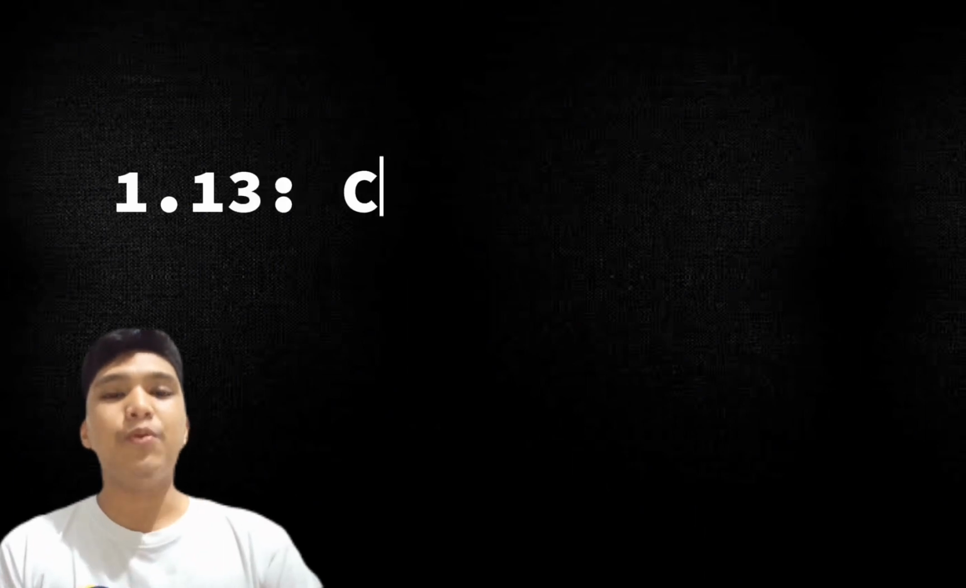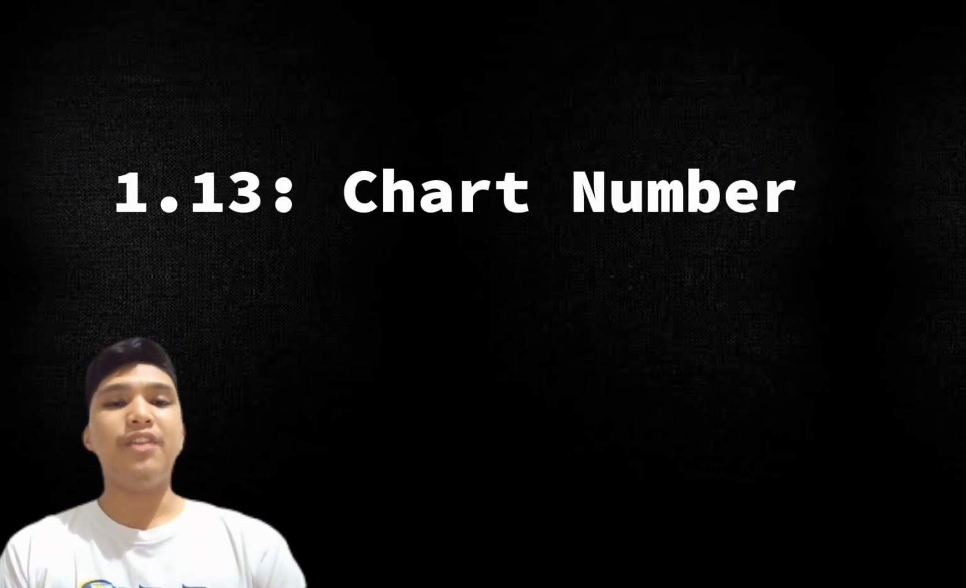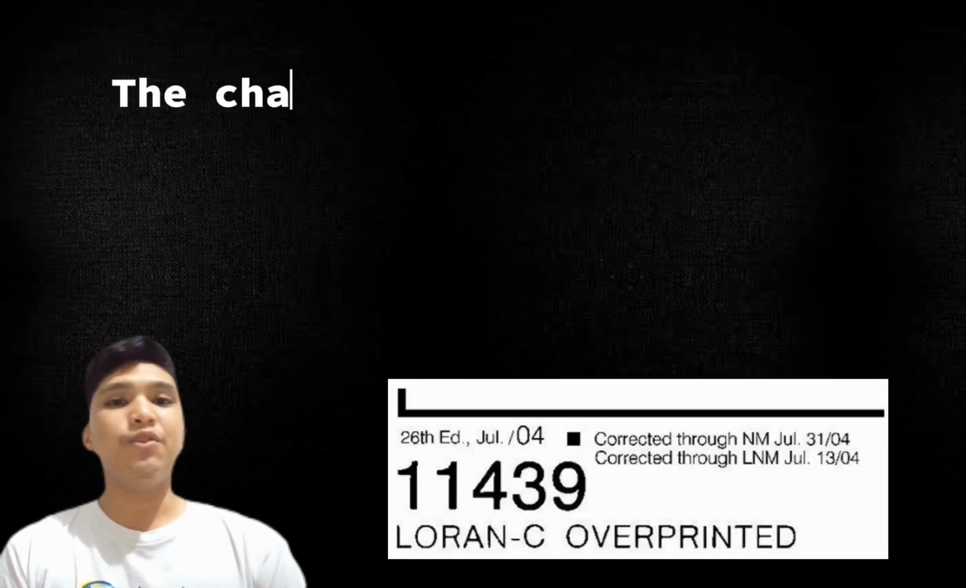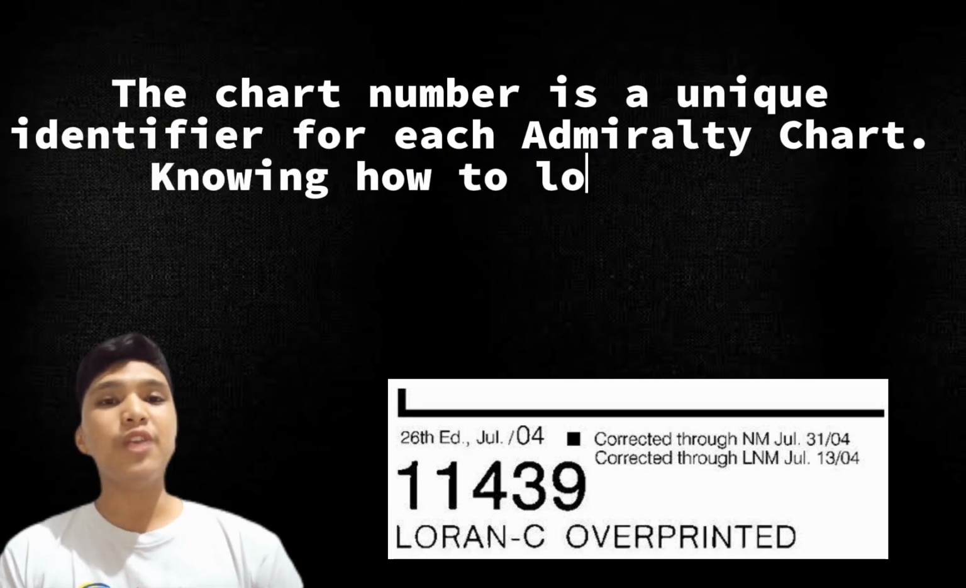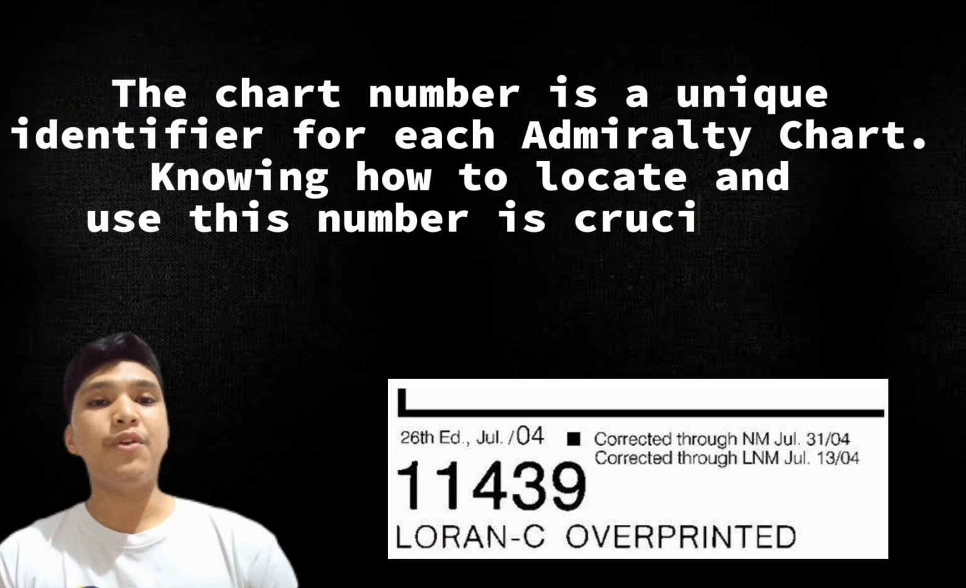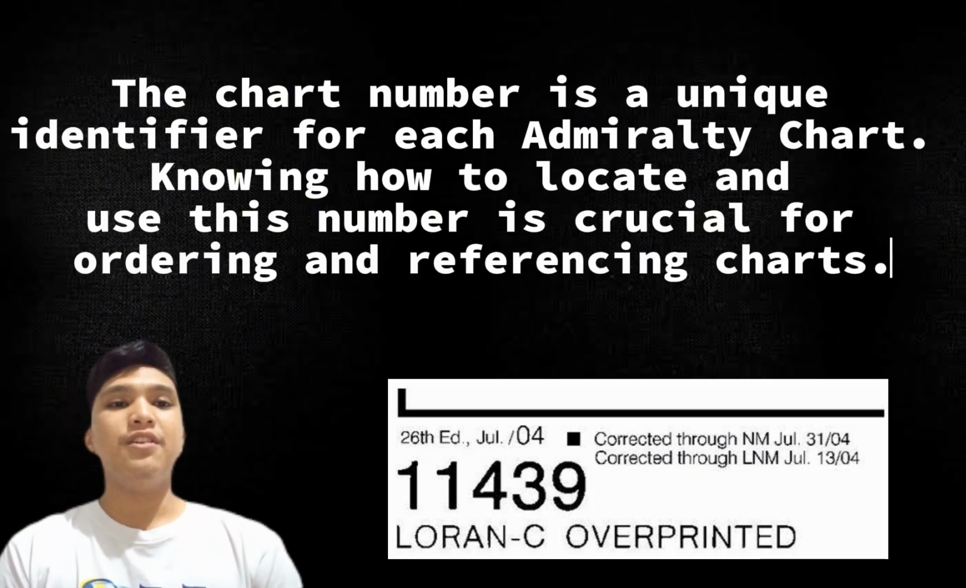Next is 1.13, chart number. The chart number is a unique identifier for each Admiralty chart. Knowing how to locate and use this number is crucial for ordering and referencing charts.